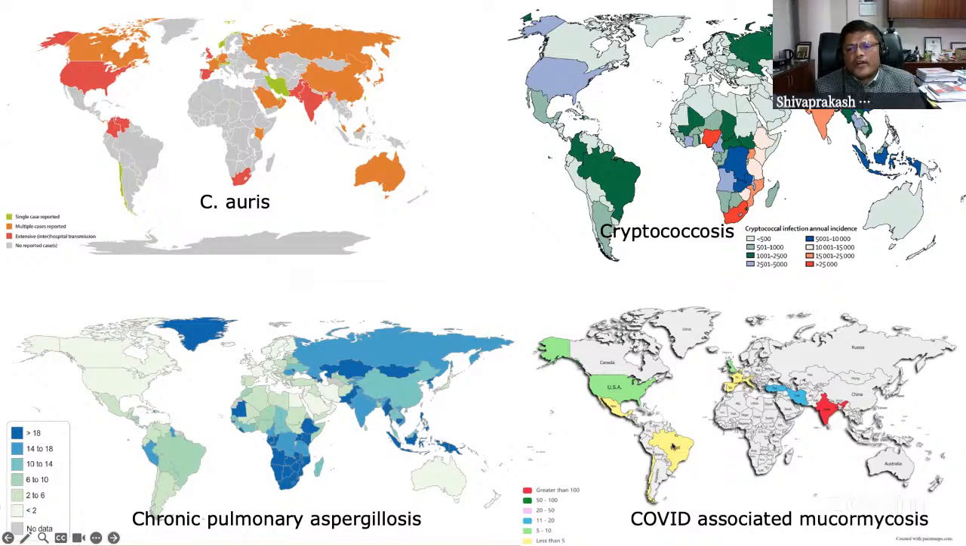About COVID-associated mucormycosis, it was mainly in India that we had an unprecedented upsurge. More than 50,000 cases were reported. We know that more than 10 times that number of patients got infected. And also in many other countries, we had COVID-associated mucormycosis.